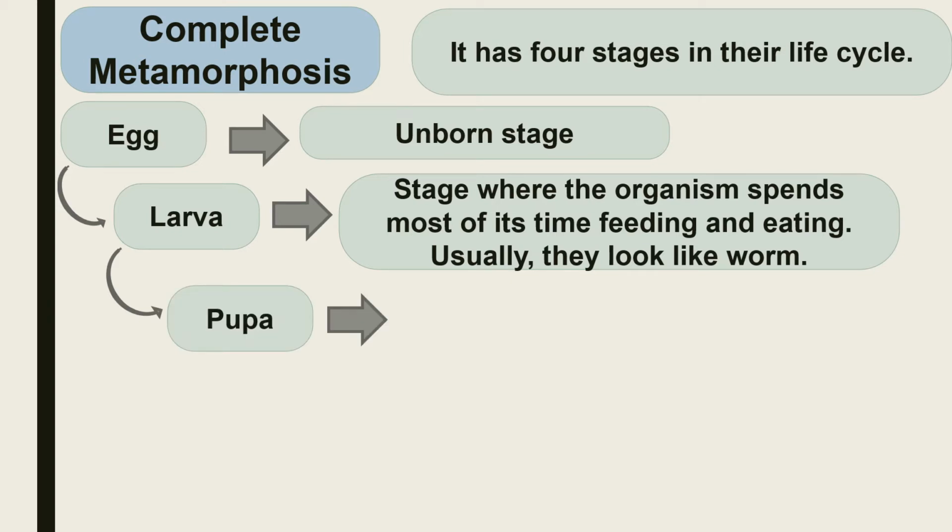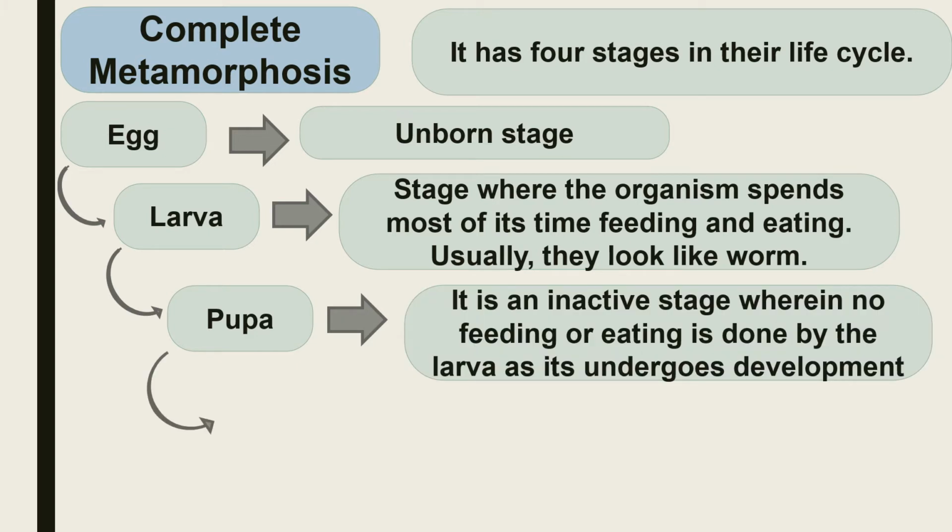Next is pupa. Pupa is an inactive stage wherein no feeding or eating is done by the larva as it undergoes development. And pupa is the stage you call the metamorphosing stage. And lastly, adult. Adult is an organism that grows and develops parts exactly like a fully grown adult and is now matured and ready to reproduce.